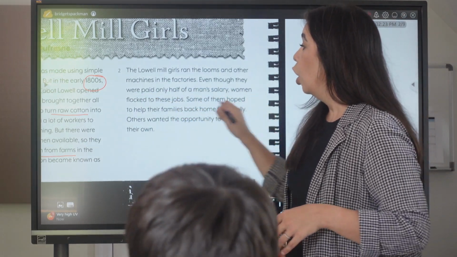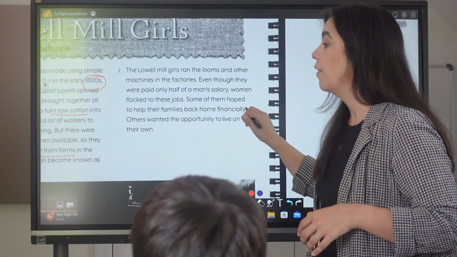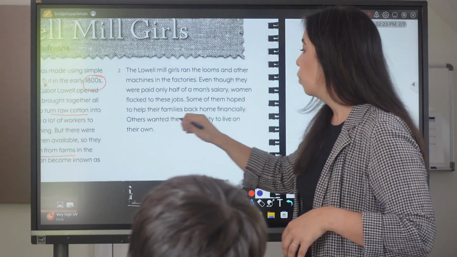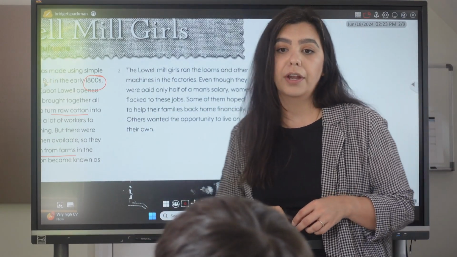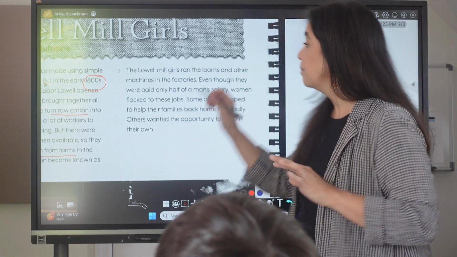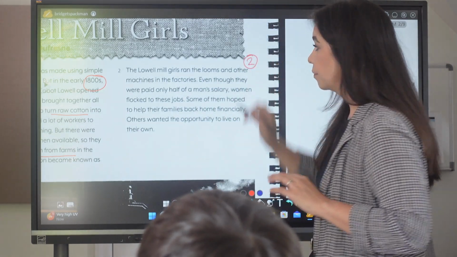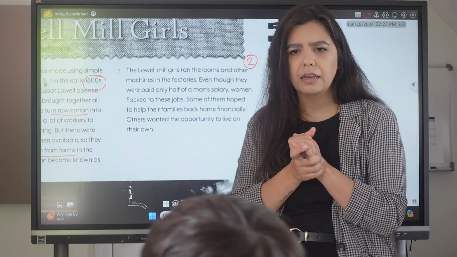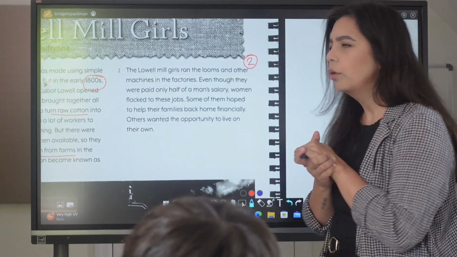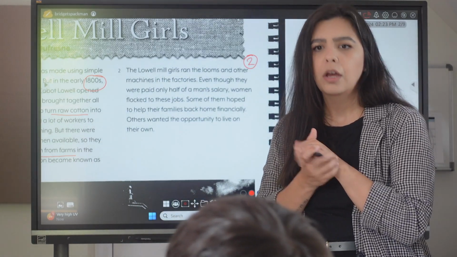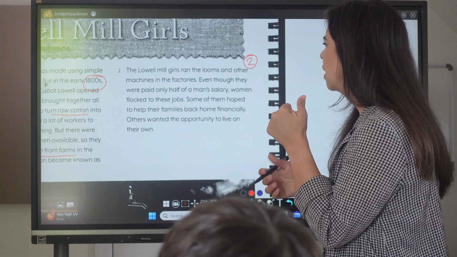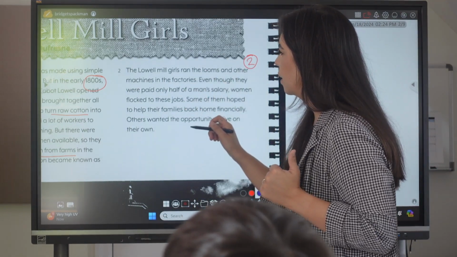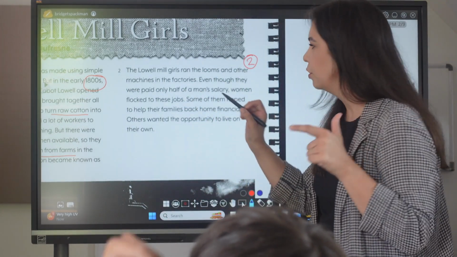Some of them hoped to help their families back home financially. Others wanted the opportunity to live on their own. Okay, so this is my second roadmap. What do you think this is about? Who are we still talking about? The Lowell mill girls. We're still talking about the Lowell mill girls. But what do they talk a lot about here? So I'm going to show you some things.